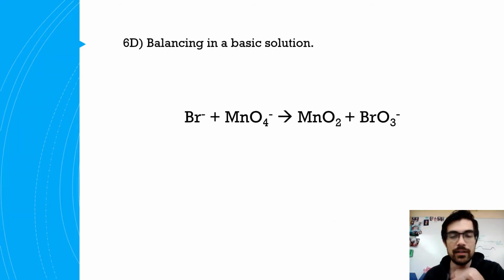Okay, now let's take a look at an example where we are balancing in a basic solution. So we've got this bromide ion, which is reacting with MnO4 minus to become MnO2 and BrO3 minus, which is bromate.